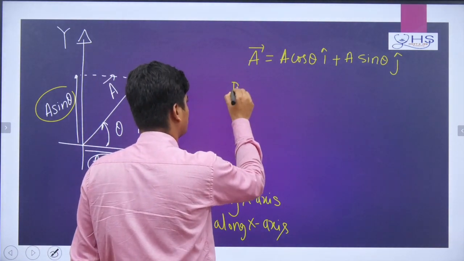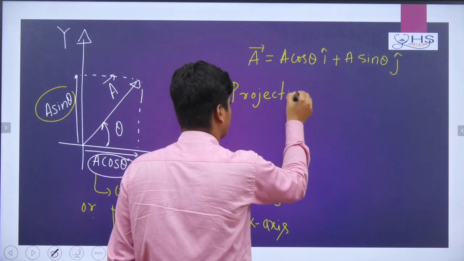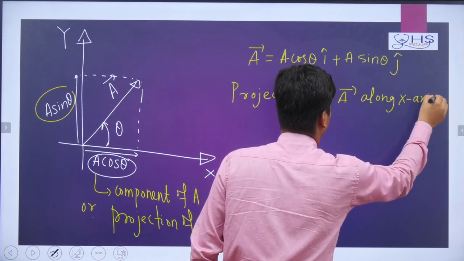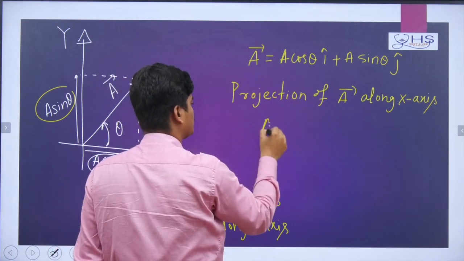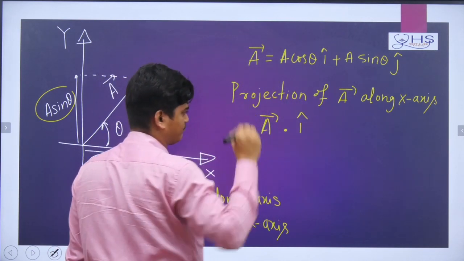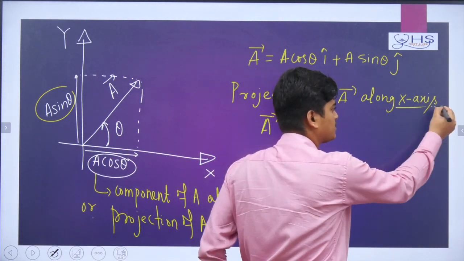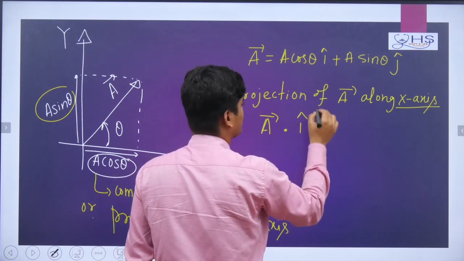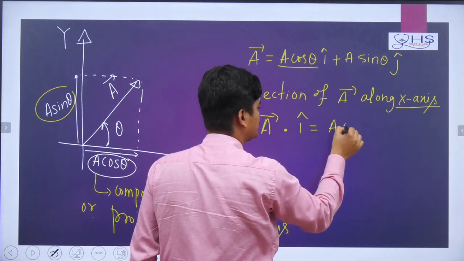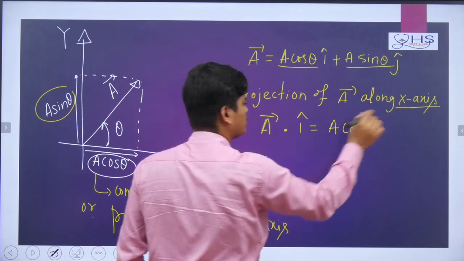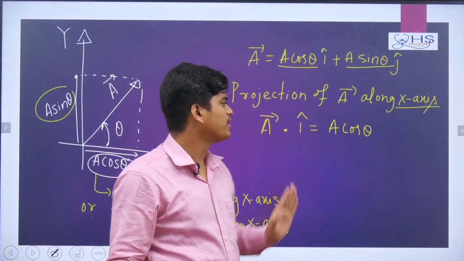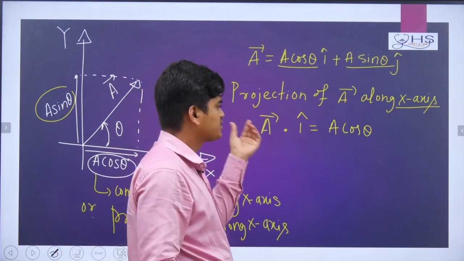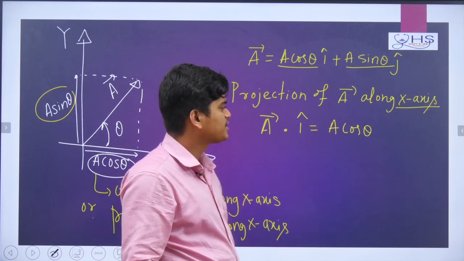Now suppose I need to find the projection of vector A along the x axis. If the vector is given in component form, then simply you do A vector dot i cap. Why i cap? Because the x axis is there, and you know the unit vector along the x axis is nothing but i cap. If you do the dot product with i cap, i cap multiplied with i cap gives A cos theta, and i dot j becomes 0, so the second term will not come. So the projection of vector A along the x axis, which is basically a scalar projection or scalar component, is A vector dot i cap, which is A cos theta.